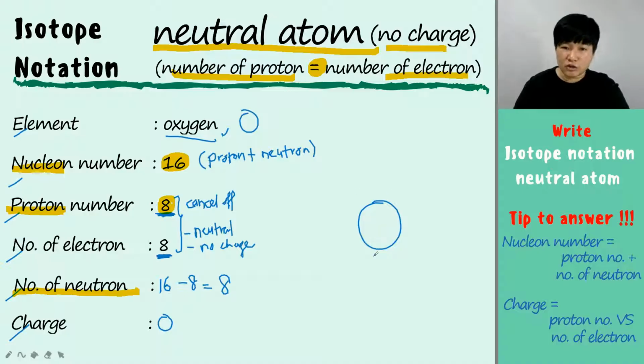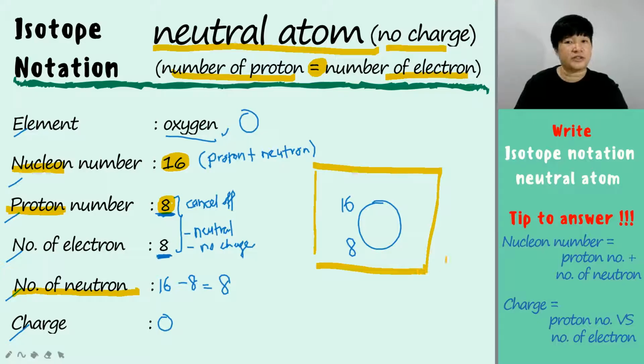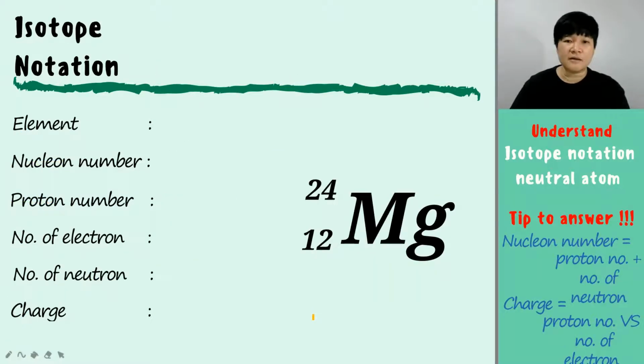So your isotope notation will look something like this, where you have the symbol O in the center, proton number sitting on the left bottom corner, which is 8. Your nucleon number will be sitting on top of it, which is 16. No charge, do not need to put 0. And this is the isotope notation for this question. Simple.